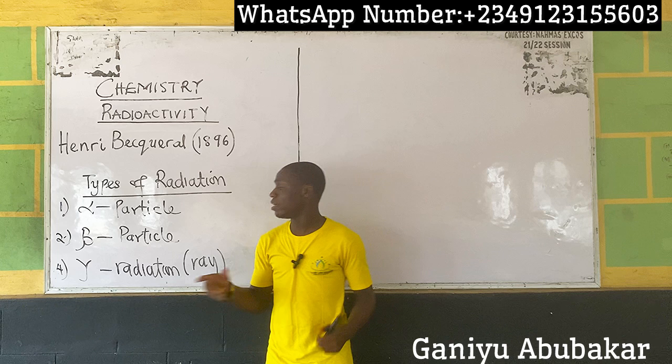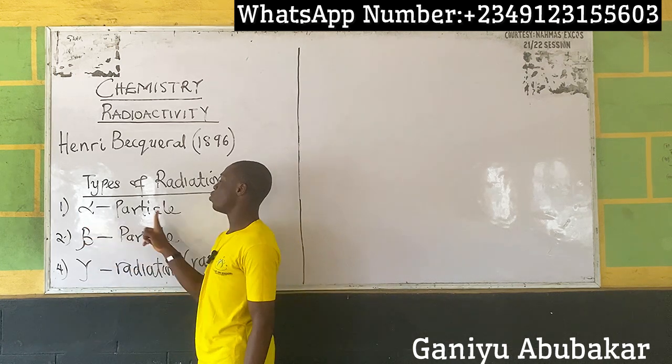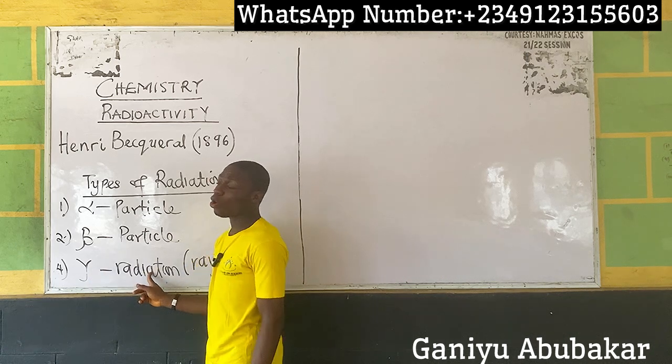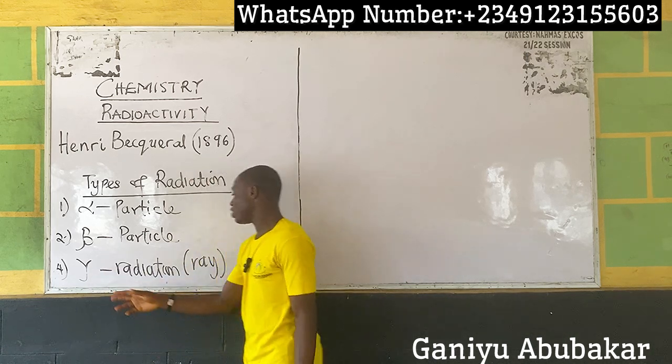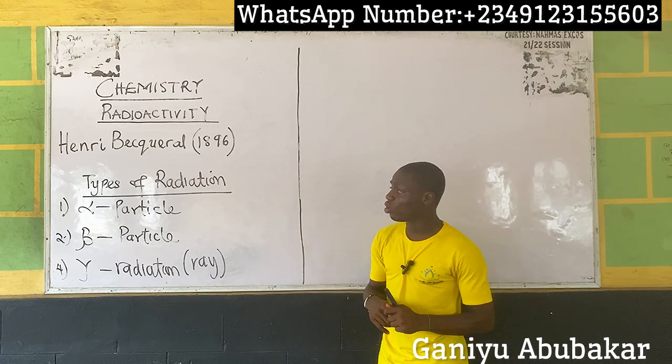Please note, gamma is not called gamma particle. I have alpha particle, beta particle, but this one here is not a gamma particle. It's called gamma ray radiation, or gamma rays. So this becomes the basic types of radiation we have.